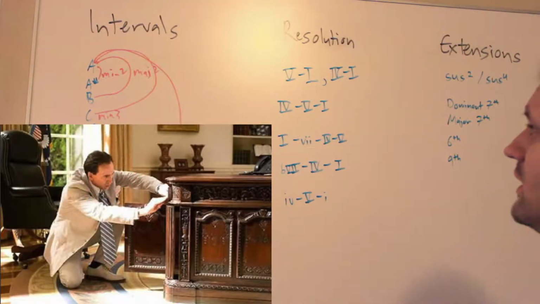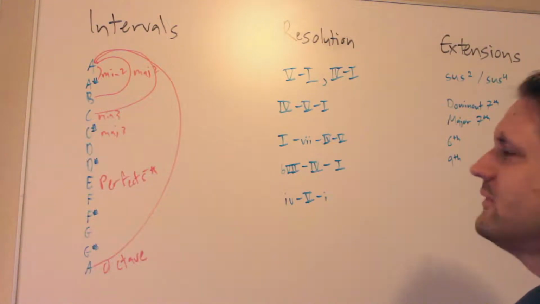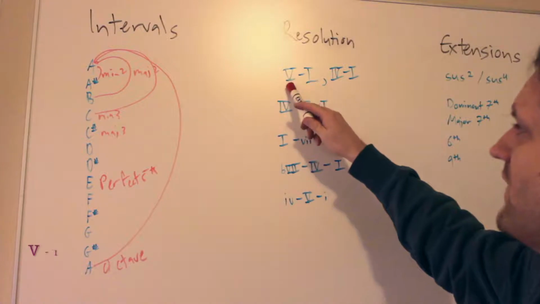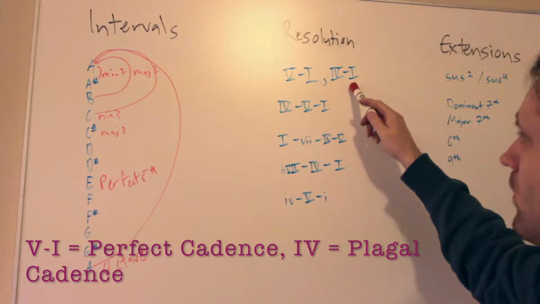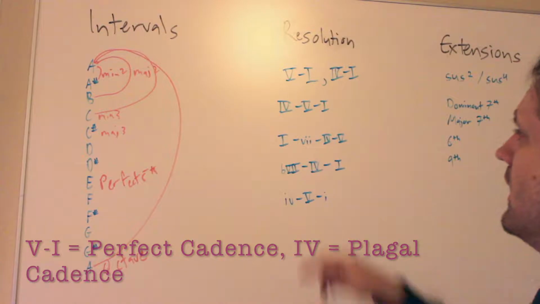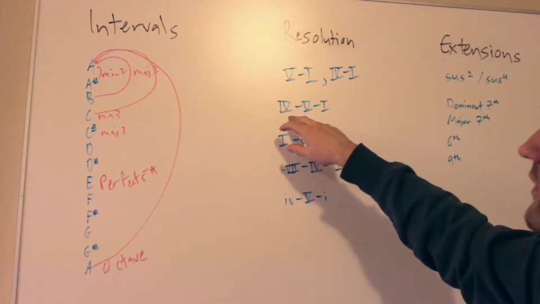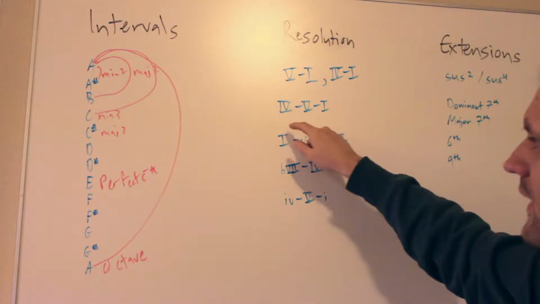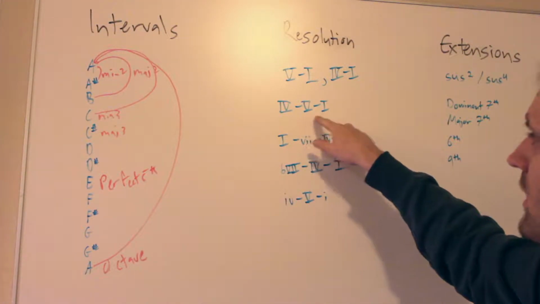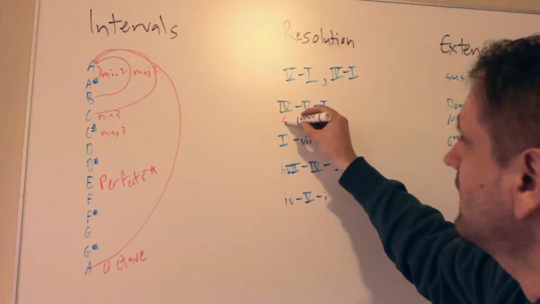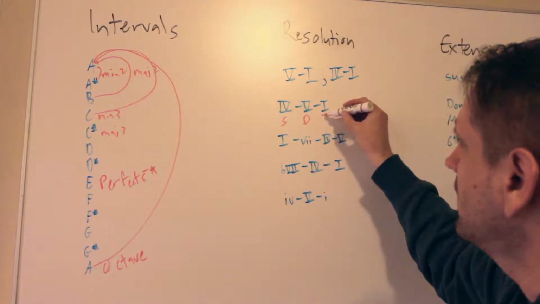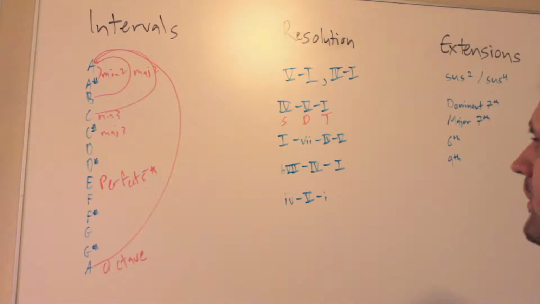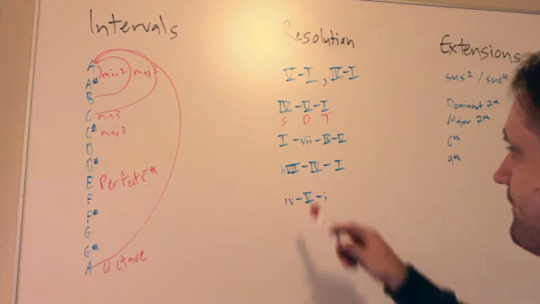Now for resolution, the 2 most common types of resolution you generally want to resolve back to your 1 chord is going to be a 5 to 1 and a 4 to 1. This is called a plagal cadence. Now, the most common way to get to 5 to 1 is going to be a 4 to 5 to 1, and that's going to be your subdominant, your dominant, your tonic. And so a lot of times you'll see it written as S, D, and T, but any function of subdominant to dominant to tonic will work.